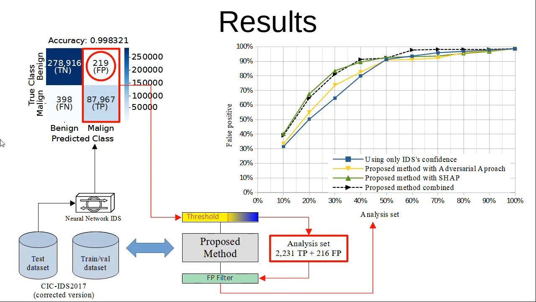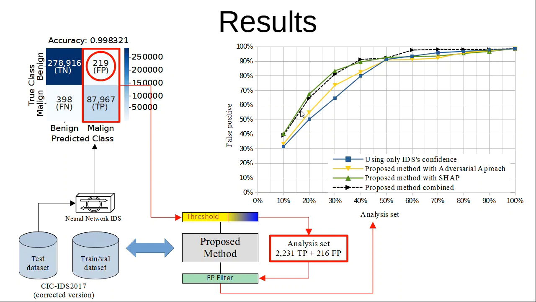On the y-axis, we have the percentage of false positives, where 100% equals 219 false positives in absolute values. On the x-axis, we have the analysis set percentage, where 100% equals this sum, which is almost 2,500 samples in total. The entire analysis set is then sorted according to different confidence, represented by each of these lines. It is important to note that samples most likely to be false are ranked first. The blue line uses IDS confidence only, while the yellow and green use filters based on adversarial approach and SHAP respectively. The dashed line combines these two filters.